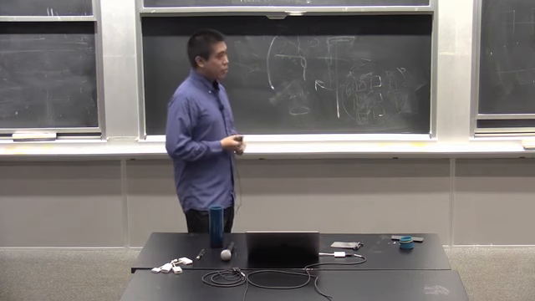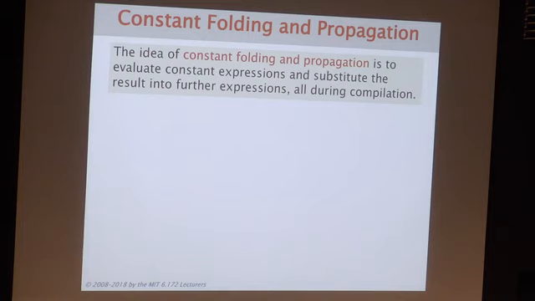So the next class of optimizations we'll look at is logic. So the first thing is constant folding and propagation. The idea of constant folding and propagation is to evaluate constant expressions and substitute the result into further expressions, all at compilation time, so you don't have to do it at runtime.